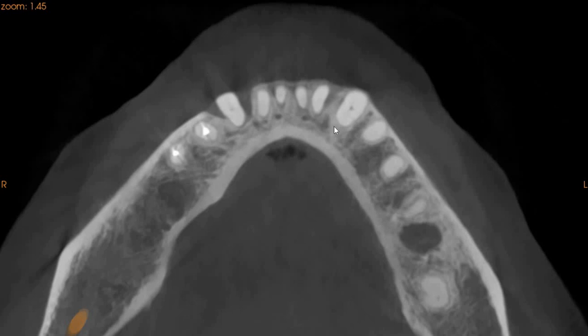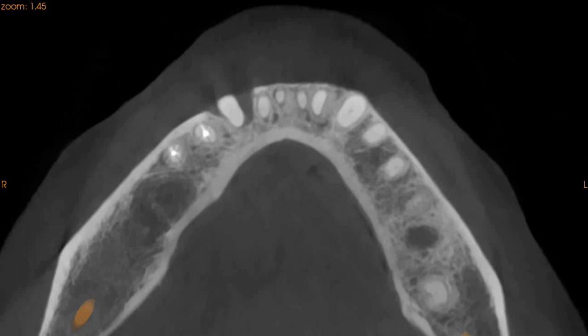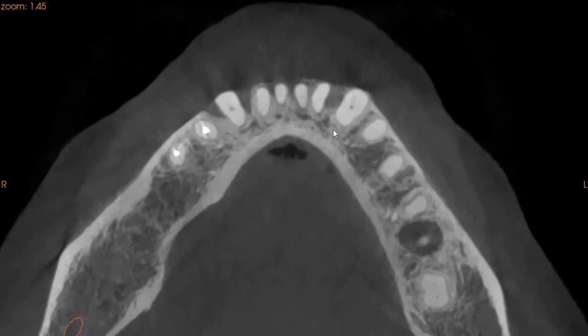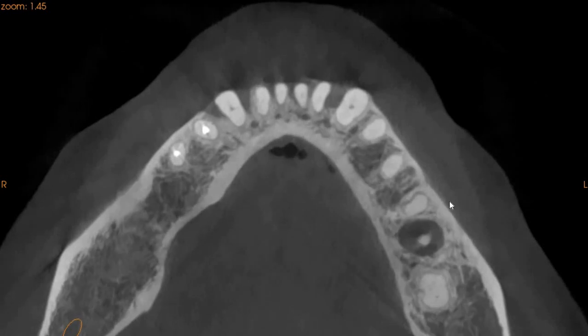This is the lower right canine. We don't see canal morphology here. We do see it in the lower left canine, but absolutely no canal morphology is discernible in the CBCT, and this is at 150 micrometers of slice size. We also have a periodontally compromised tooth in the lower left first molar region.